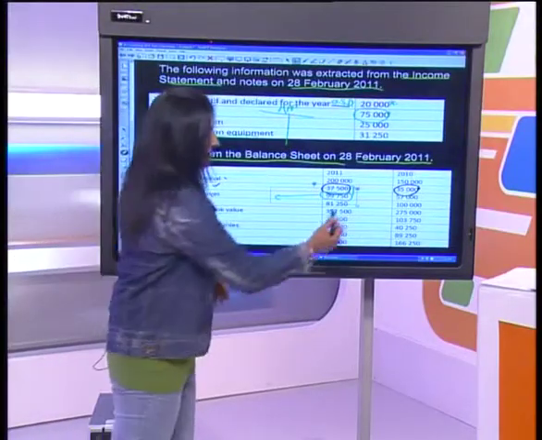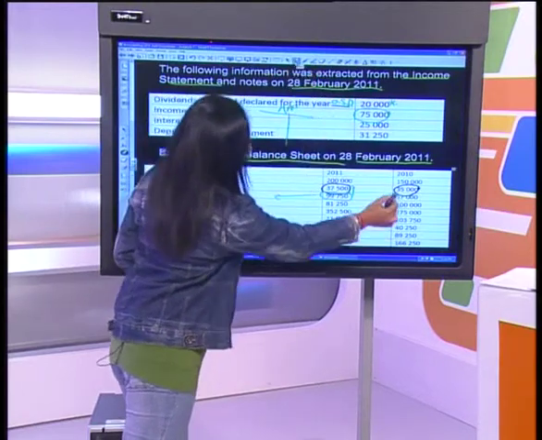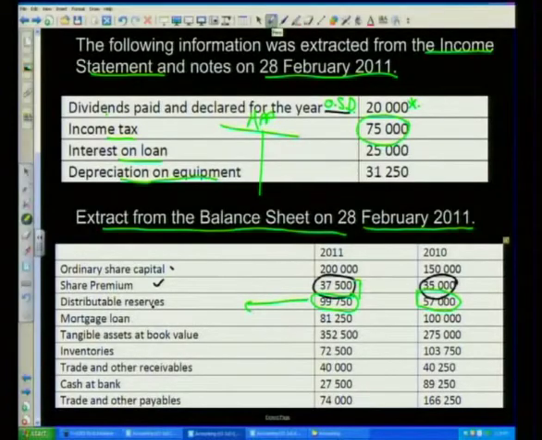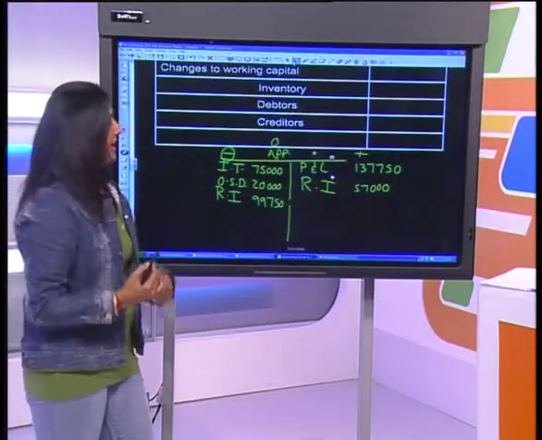Right, so we fixed that. It was 57,000. Let's just get that pen out again. It was 57,000 for 2010, and then 99,750 for 2011. So let's go back to our answer sheet quickly. There we go. So our correct profit and loss amount, guys, was an amount of 137,750. Okay, so there's the amount that I can now take to my note.